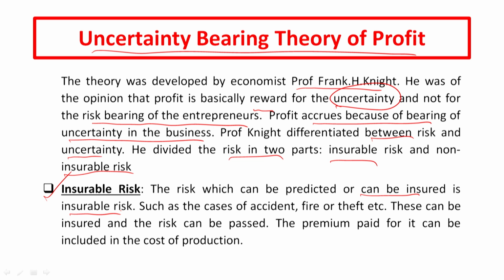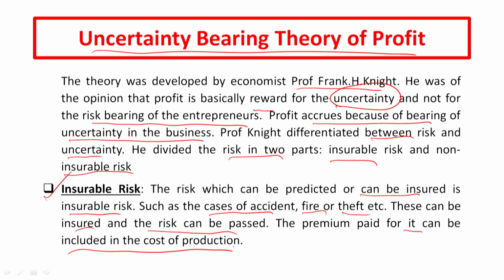The examples can be cases of accidents, fire or theft. These examples can be insured, and the risk or the uncertainty can be transferred to the insurance company. So these can be insured and the risk can be passed to the respective insurance companies. The premium paid for it can be included in the cost of production, which means the expenditure for this can be included in the cost of production.